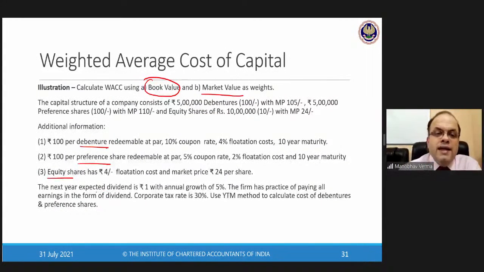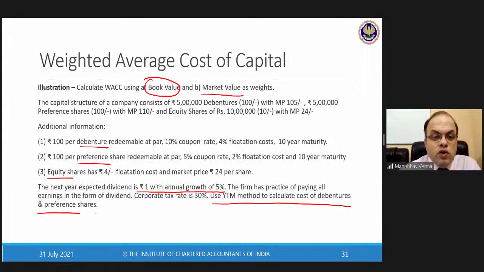Now, they are giving the next year expected dividend with annual growth of 5%. I don't think there are any marks for guessing which method applies to the cost of equity. Of course, for the cost of equity we are talking about the growth model, right? What about the debentures, guys? They have specifically talked about it. Look at the last line: use the YTM method to calculate the cost of debentures, and not only for debentures but also for preference shares.